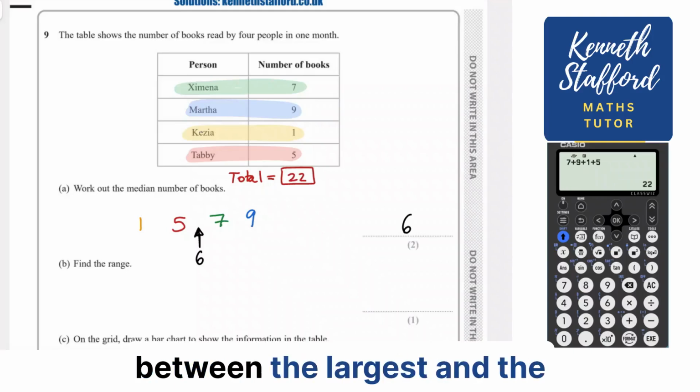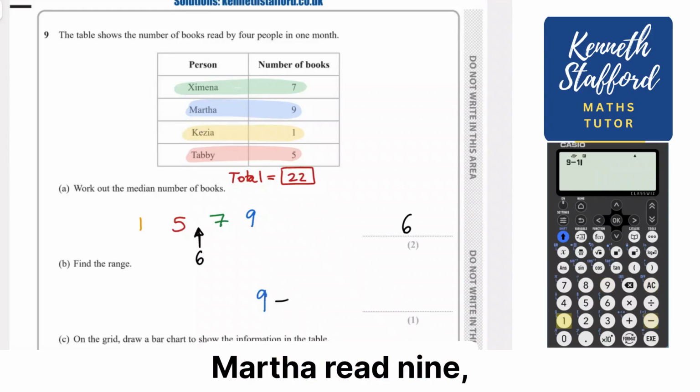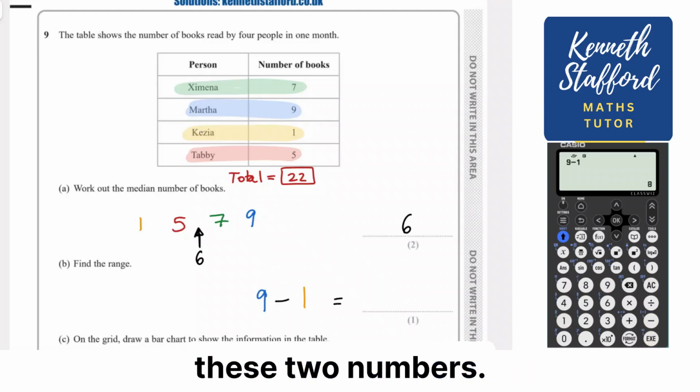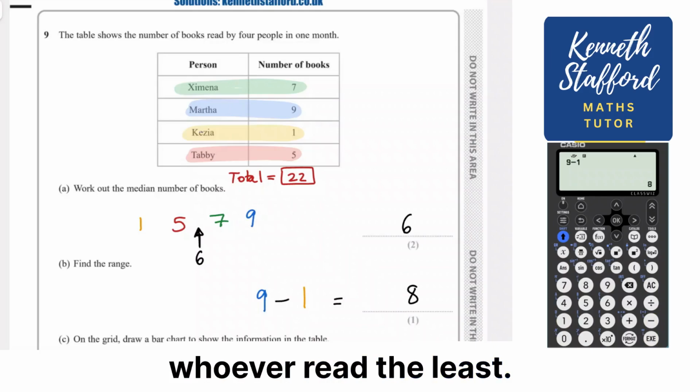The range is the difference between the largest and the smallest. So in this case, Martha read 9, Kezia only read 1, so it's the difference between these 2 numbers. So an 8 difference between whoever read the most and whoever read the least.